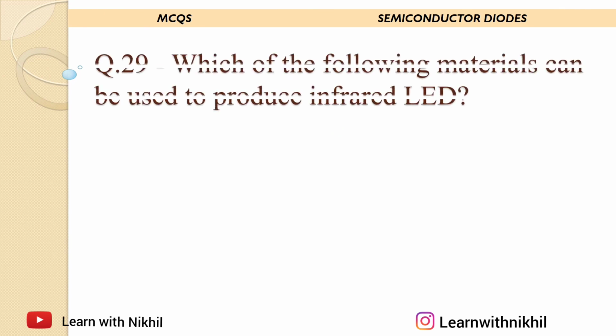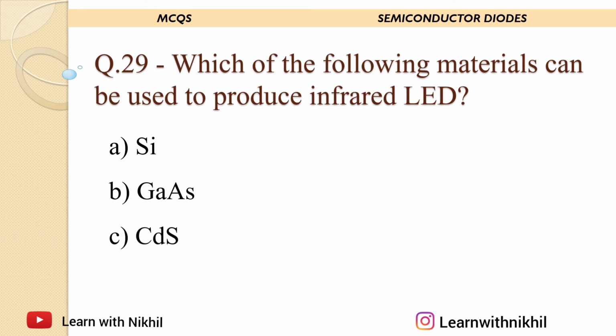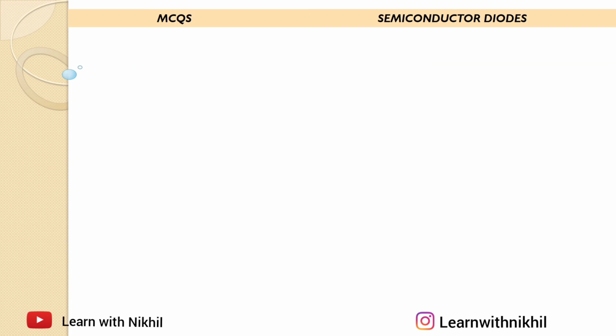Next question. Which of the following materials can be used to produce infrared LED? A, Si, that is silicon, B, GaAs, that is gallium arsenide, C, CdS, that is cadmium sulfide, or D, PbS, that is lead sulfide. And the answer is gallium arsenide.